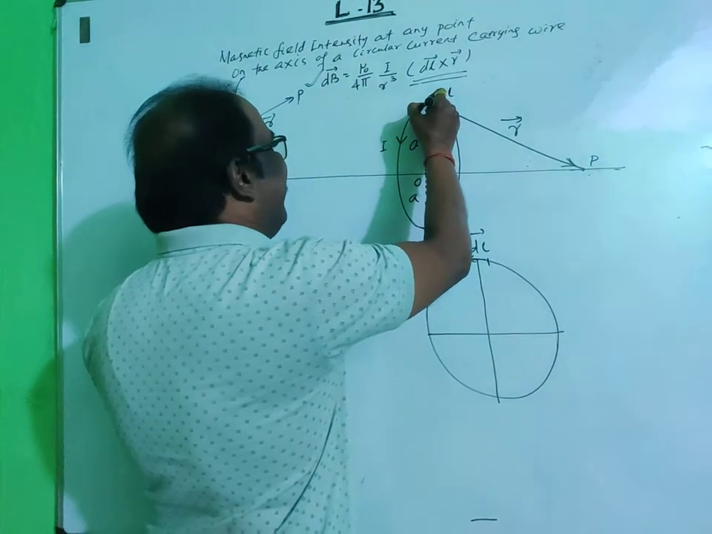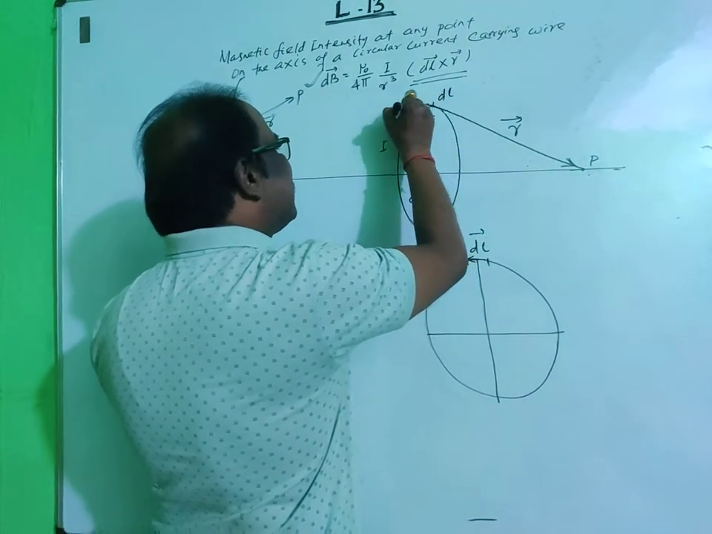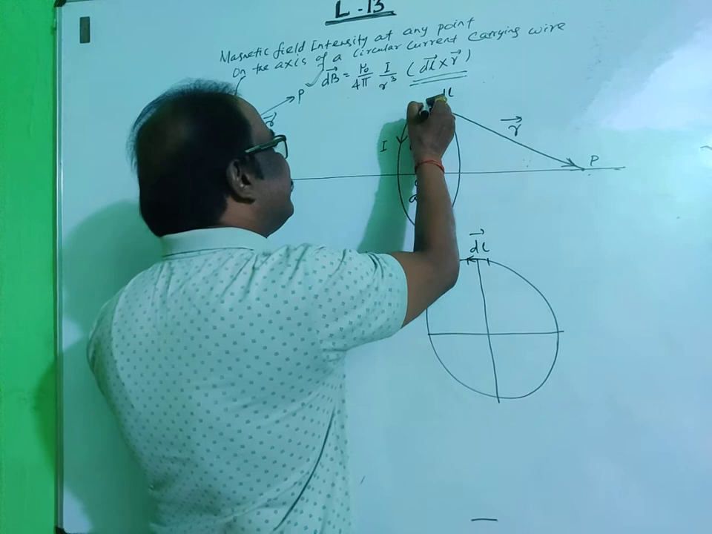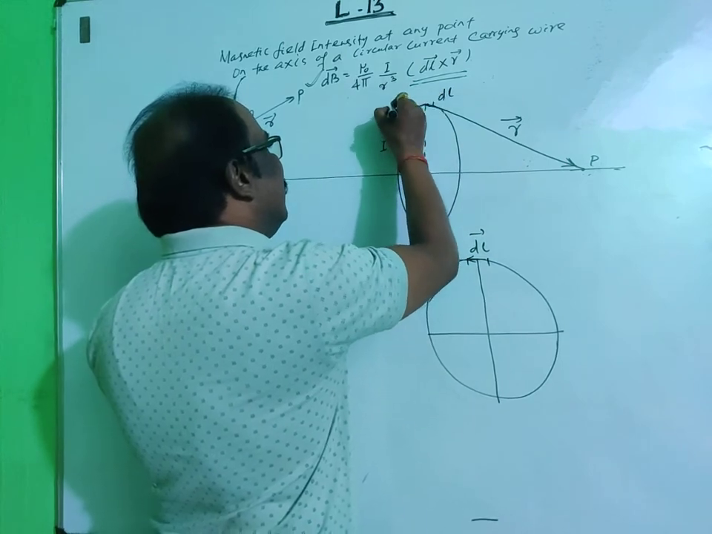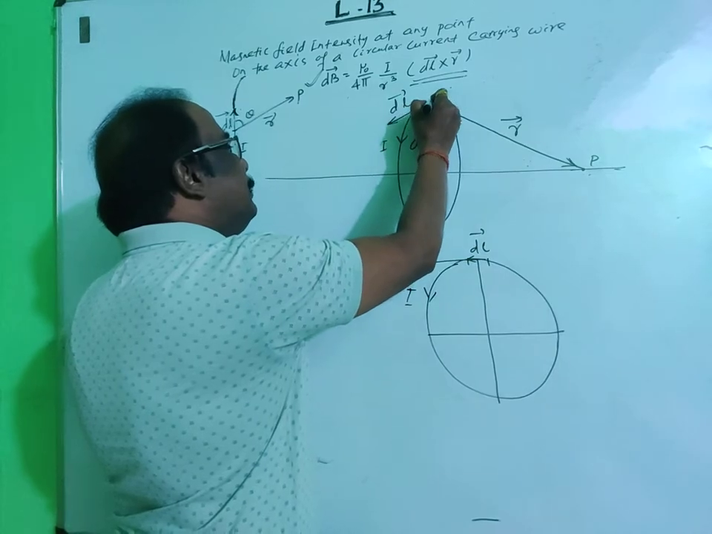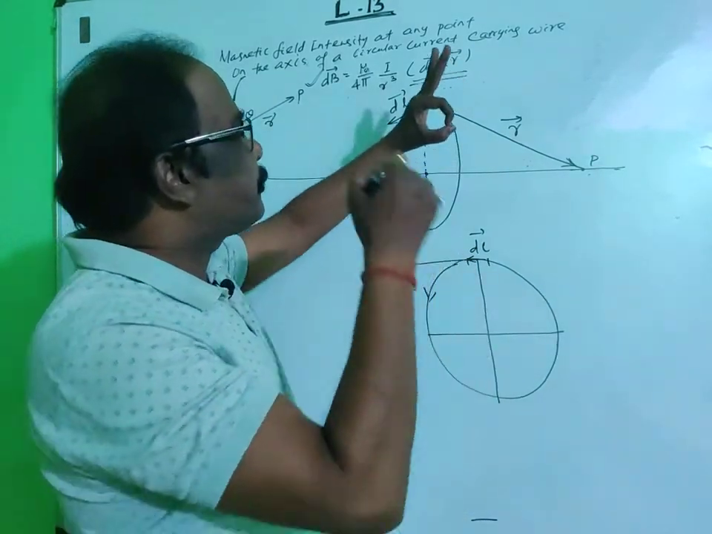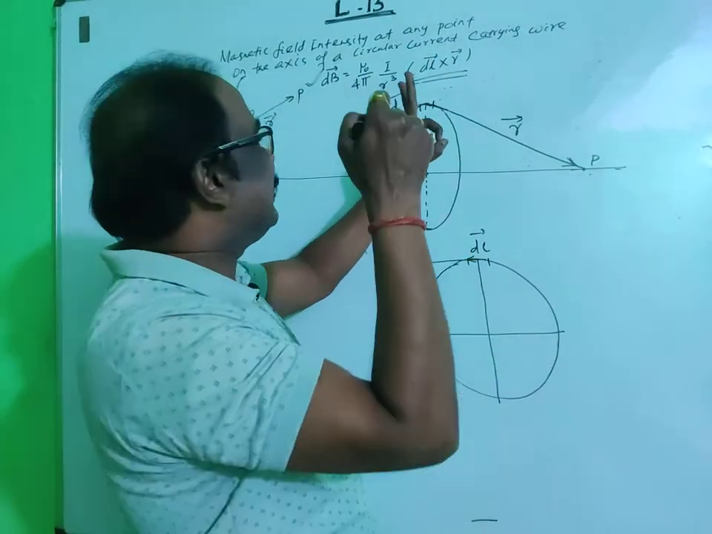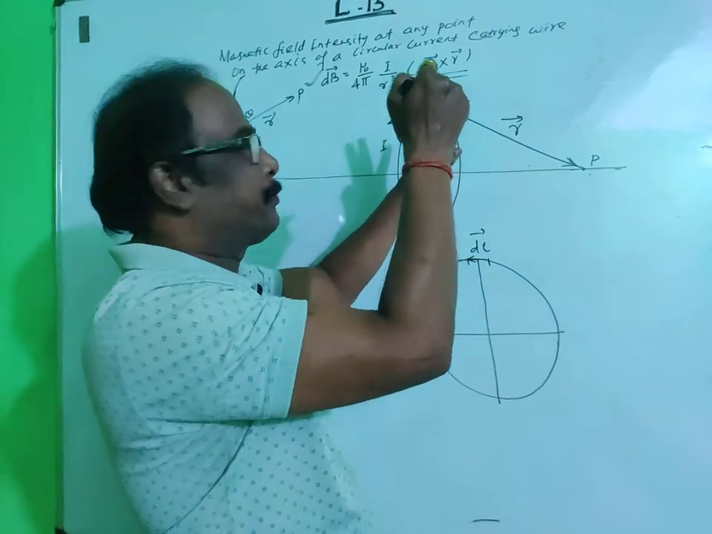Let's take this as the direction of dl. This part is dl, and the direction of dl is inwards. I have shown it like this. The direction of dl is inwards.